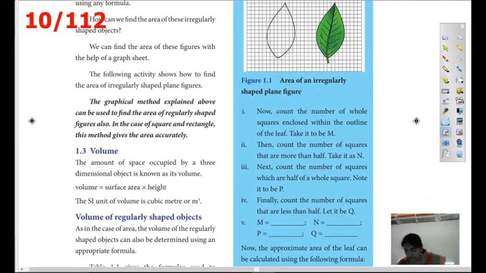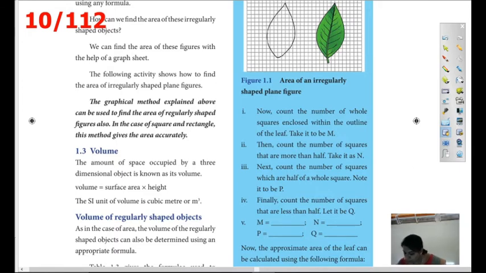After drawing the outline of the leaf, there are some steps involved to measure the area of an irregular shape. First, count the number of whole squares enclosed within the outline of the leaf. Take it to be M. See, there are some whole squares, some are half, and some show very little space only. So we have to find the number of whole squares inside the outline, and that value is taken as M.